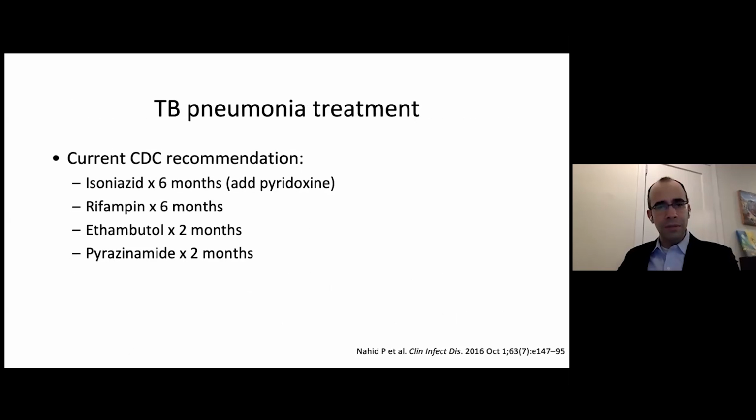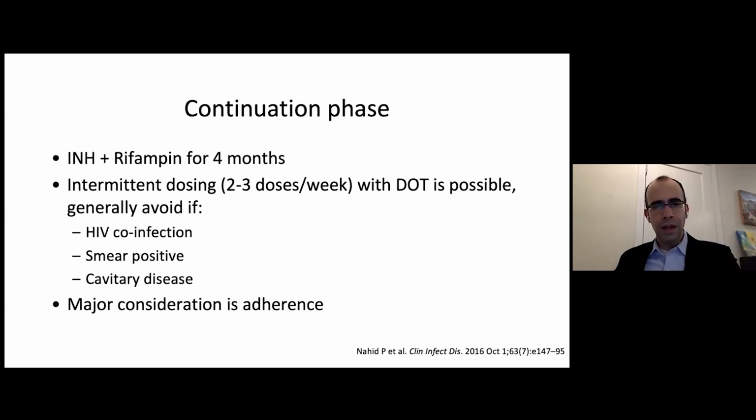So what is the treatment for TB pneumonia? It's a 6-month treatment with isoniazid and rifampin for the whole 6 months. And then for the first 2 months, you also get ethambutol and pyrazinamide. You also add vitamin B6, or pyridoxine, for isoniazid, and that's to prevent peripheral neuropathy, which is a known side effect of isoniazid. And so after you've completed the 2 months of 4 drugs, then you take just the 2 drugs, isoniazid and rifampin, for 4 months.